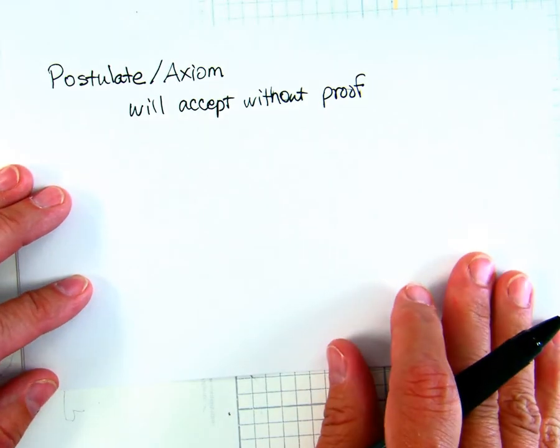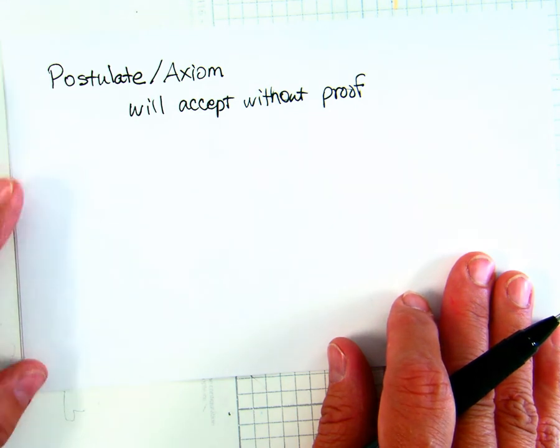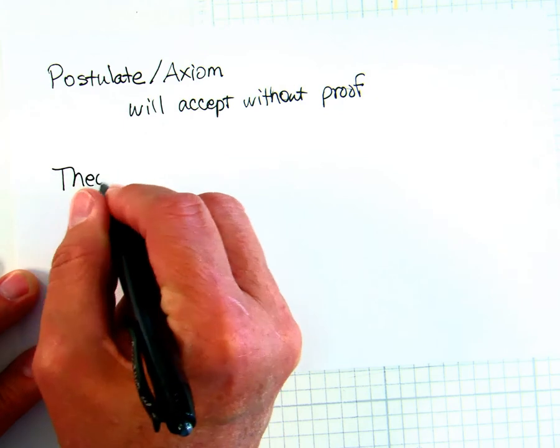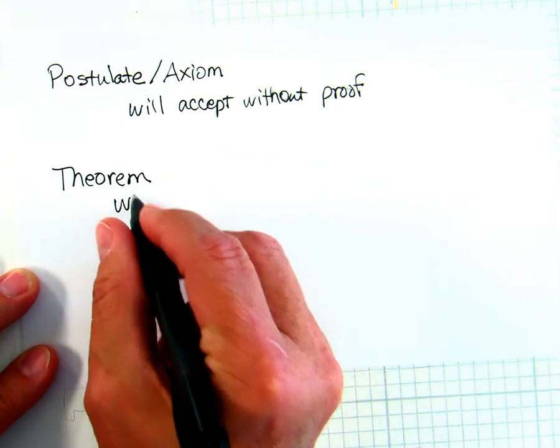Today we'll have some postulates. Some mathematicians call them postulates, some call them axioms, and both are correct. That is opposed to a theorem. A theorem is something that we will prove.